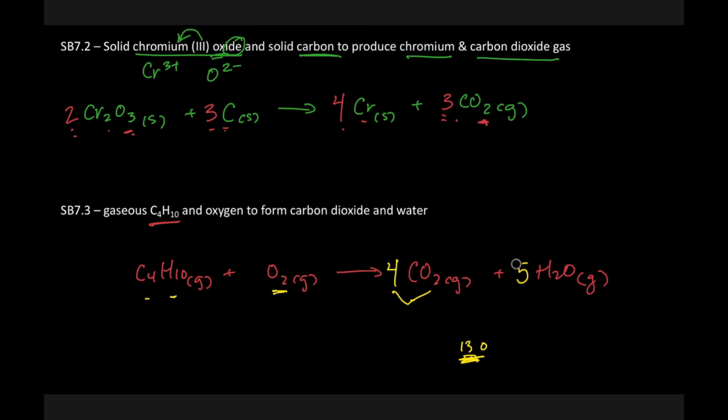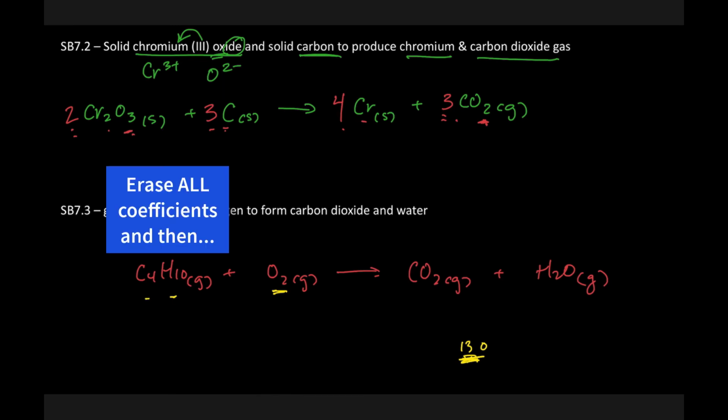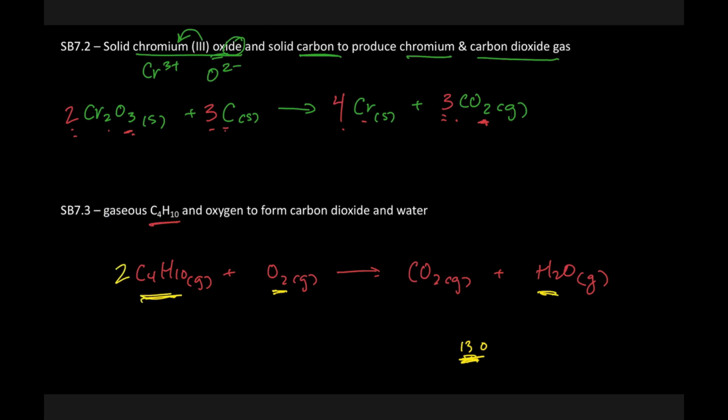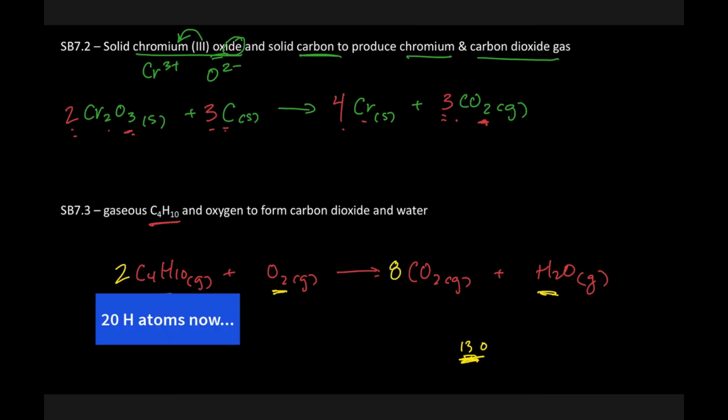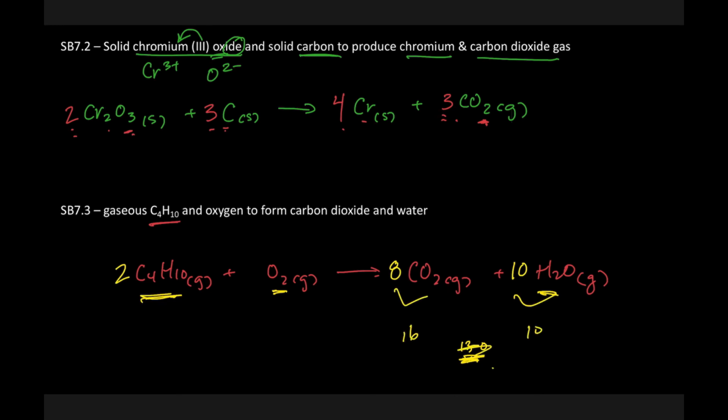So let's go back and change that. Erase all of our coefficients. Now, that 5 came from here, so change the coefficient there. Now we put a 2 there. Let's go back and try again. Now I have 8 carbons. Now I will put a 10 here, which means that now I have 8 times 2, which is 16, plus 10, which gives me 26 oxygens, which means I'll put a 13 here.